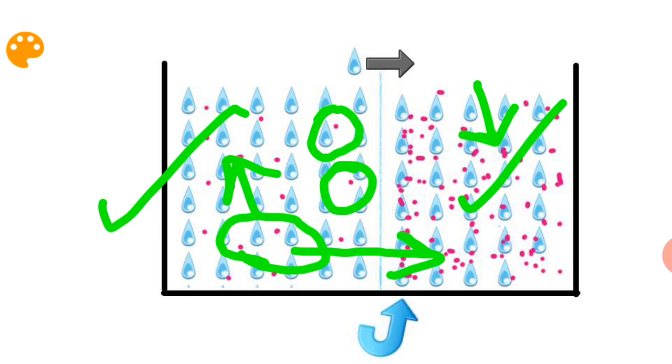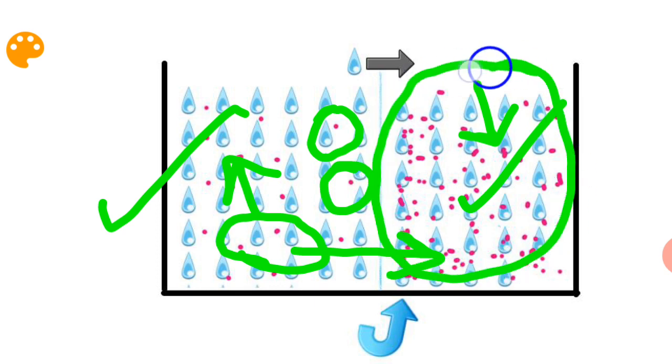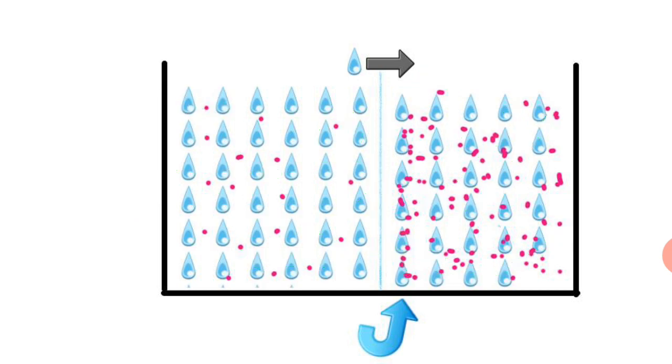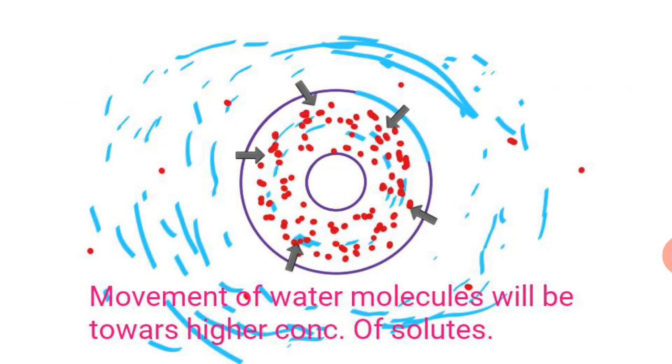Now why does it occur? It takes place in order to dilute the solution number 2. It occurs to dilute the solute molecules present in solution number 2, right? So this is the basis of osmosis, and osmosis will occur until both the solutions come to equilibrium, right? So that is the purpose of osmosis in the case of liquids.